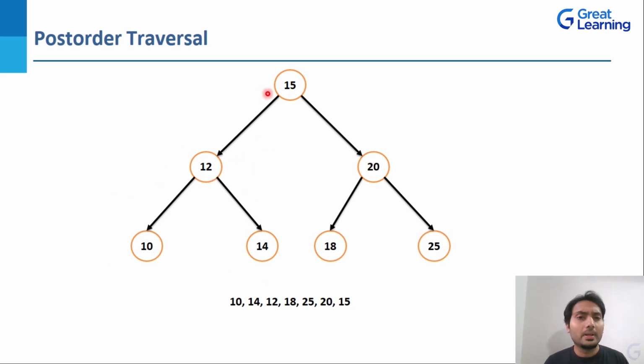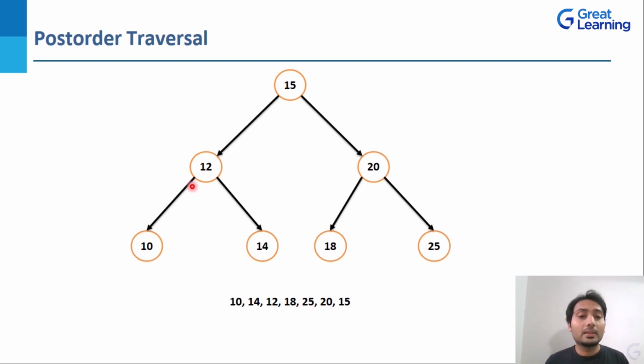Now next, should we consider 15 now? No. Why? Because next we have to traverse the right subtree. So in the right subtree we have 20, 18 and 25. Now again in this right subtree, what we have to consider? We have to go to the left child of the node 20. So there we have 18. So consider 18 and make a note of it. Next, should I go to 20? No, I have to consider 25. So make a note of 25.